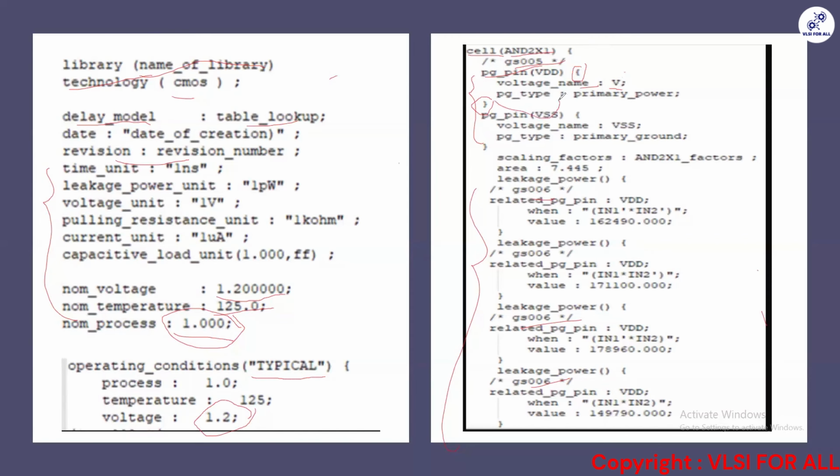Now PG type is mentioned as primary power. For example, those who attended my low power lectures would have gone through some special cells called isolation cells, level shifter cells, always on buffers.